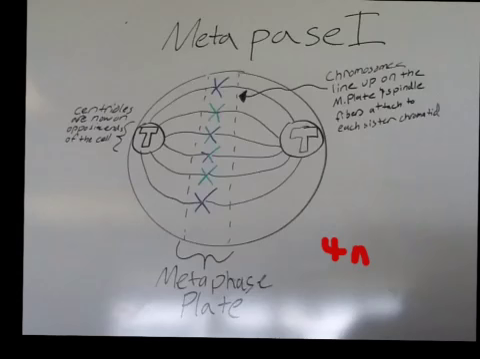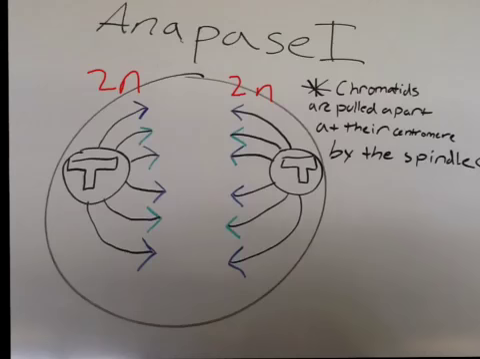In metaphase 1, the tetrads line up in the center of the cell. In anaphase 1, chromosomes move to the opposite ends of the cell poles, but the sister chromatids remain together.